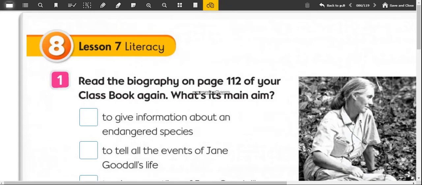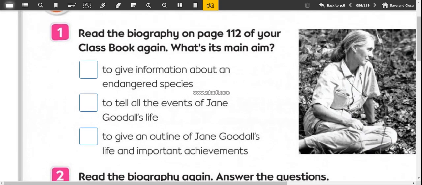Question 1. Okay, in your workbook, don't forget 86. Read the biography on page 112 of your class book. Again, what is its main aim? What is the main aim of this biography? Is it to give information about an endangered species? Is it to tell all the events of Jane Goodall's life? Is it to give an outline of Jane Goodall's life and important achievements?